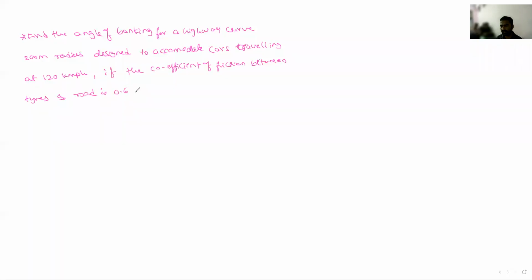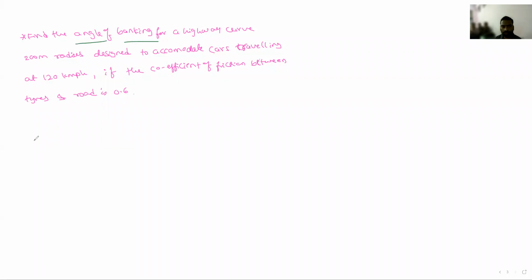See, the dynamics is like this only. So you have to read again and again whatever you have written in your notebook. Daily you have to be in touch with it. Otherwise, in the exam, you will not be able to do it. So it is a simple one. What is asked? Find the angle of banking.